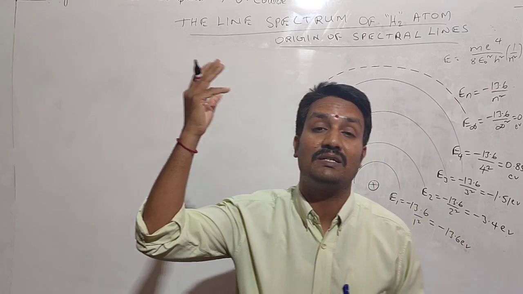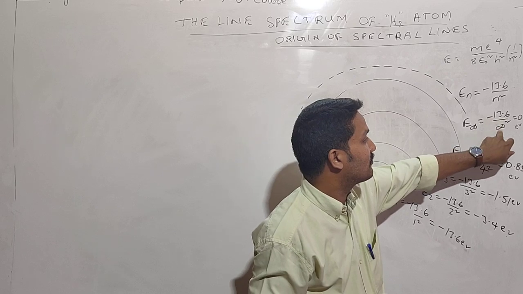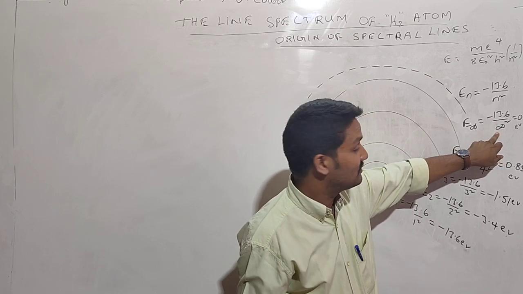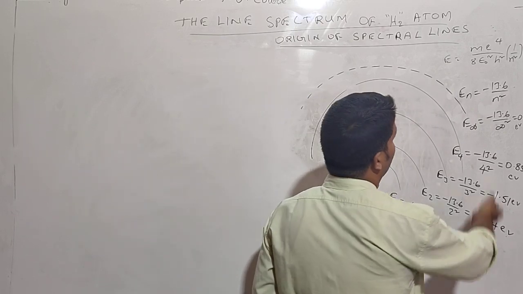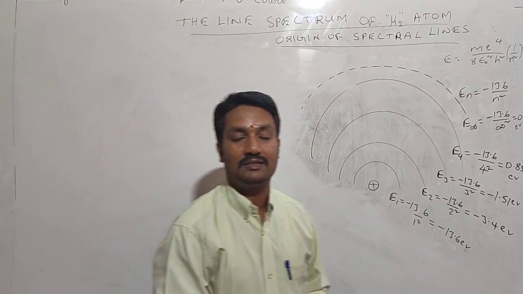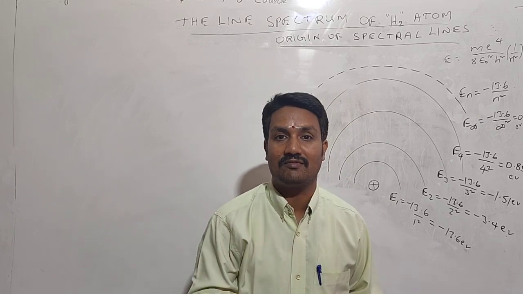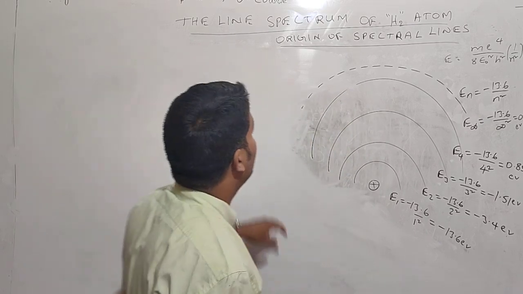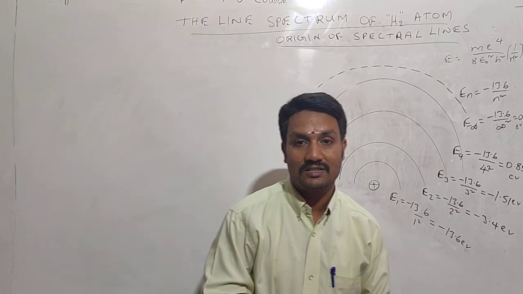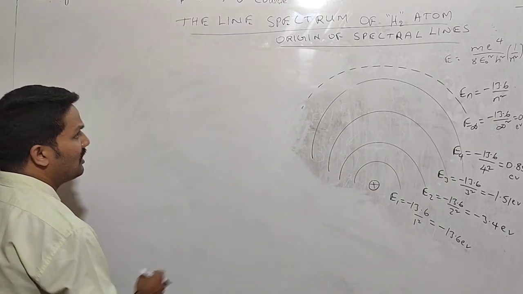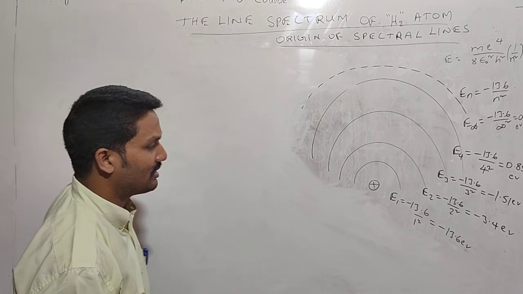Infinite energy state, how much energy does it have? E infinity is equal to minus 13.6 divided by infinity square, which gives 0 electron volts. So in this manner we have to determine the energy levels corresponding to the electron revolving around the nucleus. Now we have to discuss the line spectrum of the hydrogen atom, or hydrogen spectral lines, that means the origin.